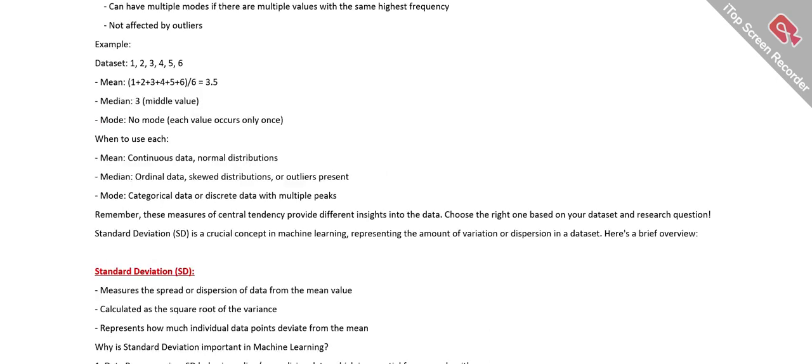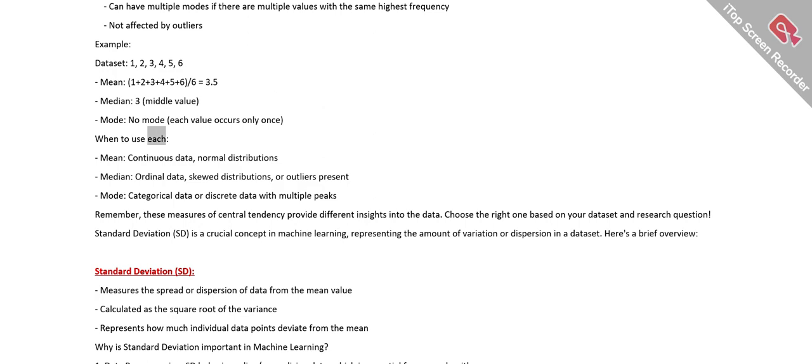3. Mode, most frequently occurring value in the dataset. Can have multiple modes if there are multiple values with the same highest frequency. Not affected by outliers. Example: dataset 1, 2, 3, 4, 5, 6. Mean: (1 + 2 + 3 + 4 + 5 + 6) / 6 = 3.5. Median: 3.5, the average of the two middle values. Mode: no mode, each value occurs only once.